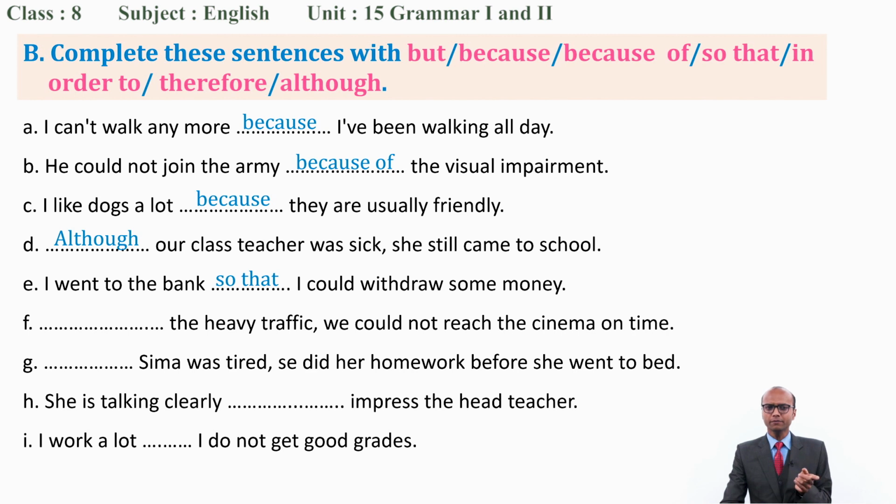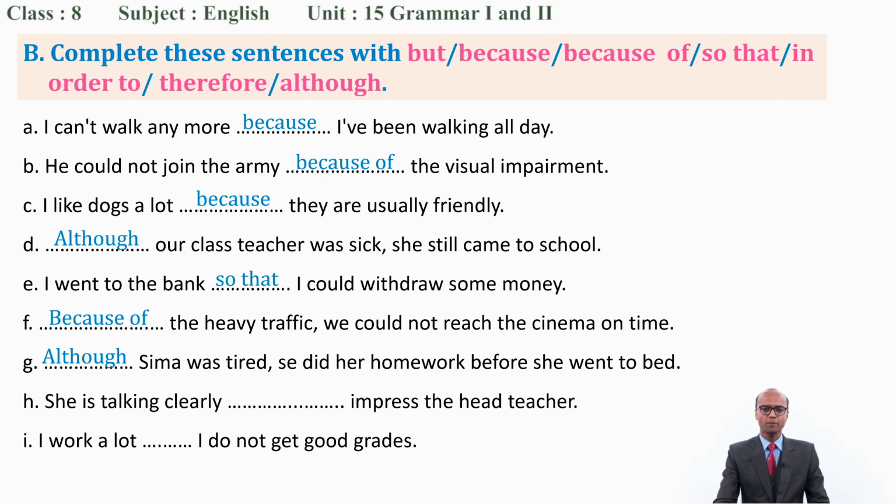If the sentence is in past, you have to use could, and if the sentence is in present, you have to use can. I work hard so that I can get good grades. She went to the bank so that she could withdraw some money. For past you use could, for present you use can, with so that. Next, F. Because of, very good. Because of the heavy traffic, we could not reach the cinema on time. What about G? Although Seema was tired, she did her homework before she went to bed.